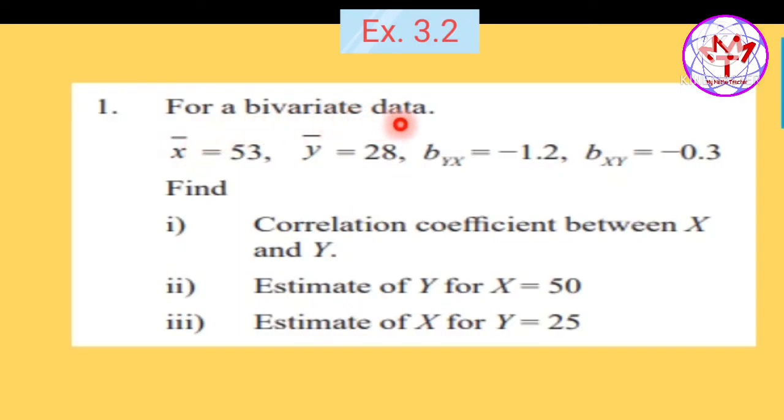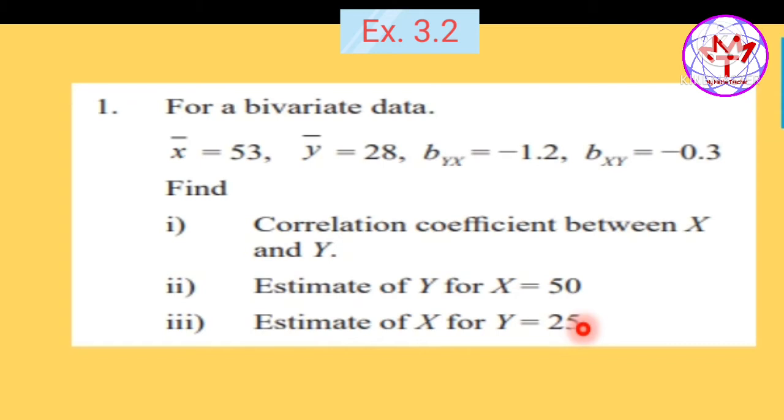For a bivariate data, x bar is equal to 53, y bar is 28, byx is equal to minus 1.2, bxy is equal to minus 0.3. And we have to find the correlation coefficient between x and y. Then estimate y for x is equal to 50 and estimate x for y is equal to 25.